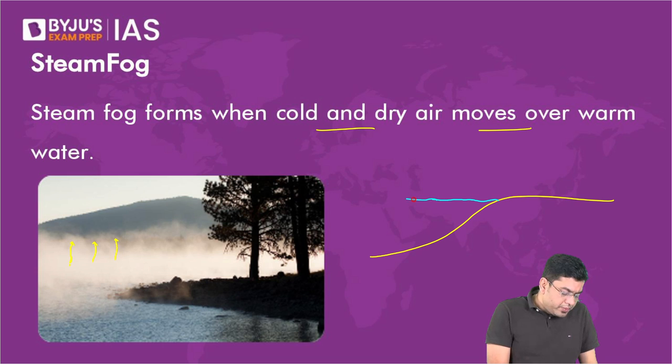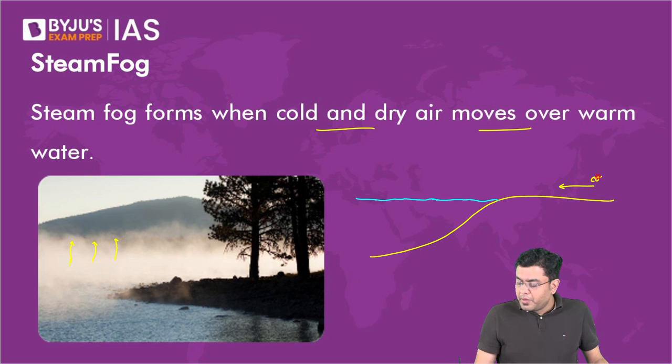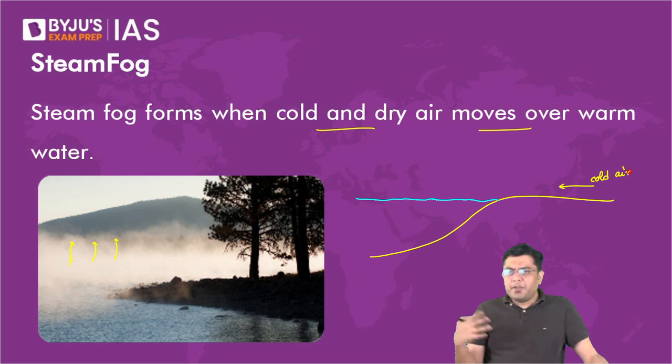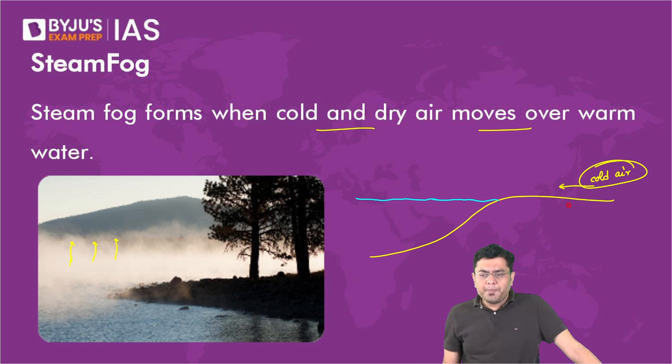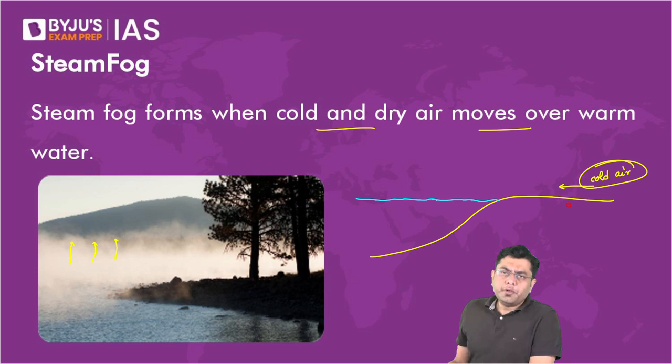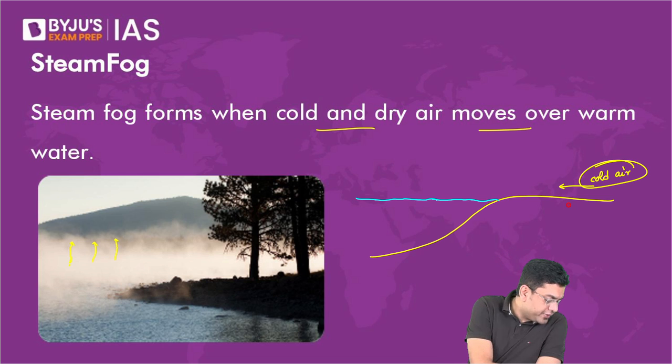Now, the air above the ground will be cold air, right? Because early in the morning, the land will be colder, and the water will be comparatively warmer. Over the water body, you will have some rate of evaporation happening, even though less, but there will be a significant amount of moisture present over it.